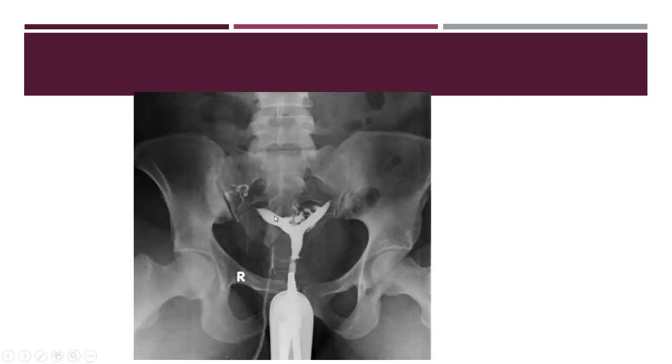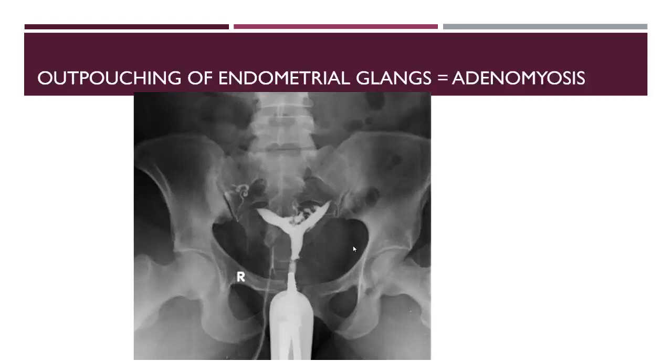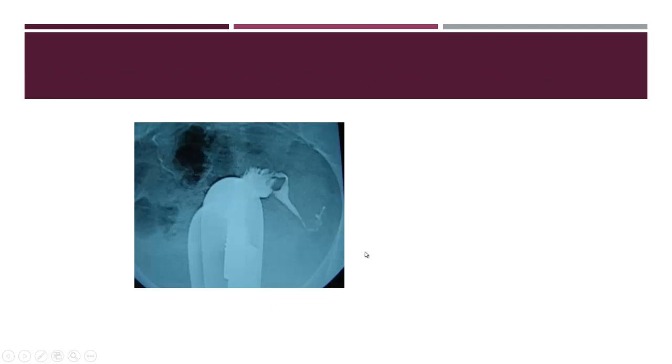Also, there is either a duplicated uterine cavity or maybe focal adenomyosis causes extrinsic indentation on the fundus of the uterus. This is adenomyosis, outpouching of the endometrial glands, and there is increased intercornual distance and as if it is a duplicated uterine cavity. But sometimes, again, if there is extrinsic indentation on the fundus of the uterus, it may mimic a duplicated uterine cavity.